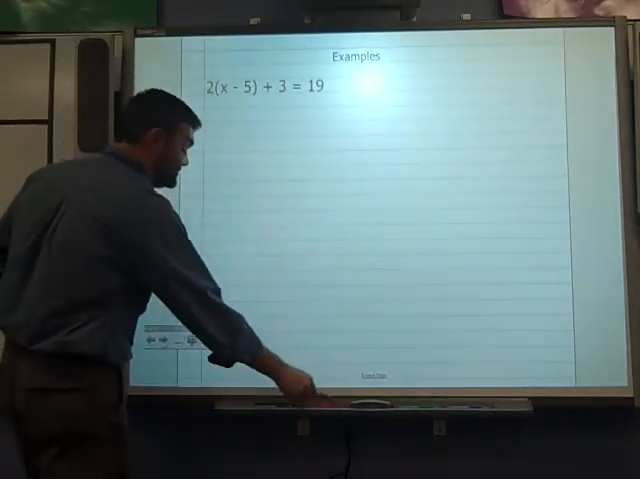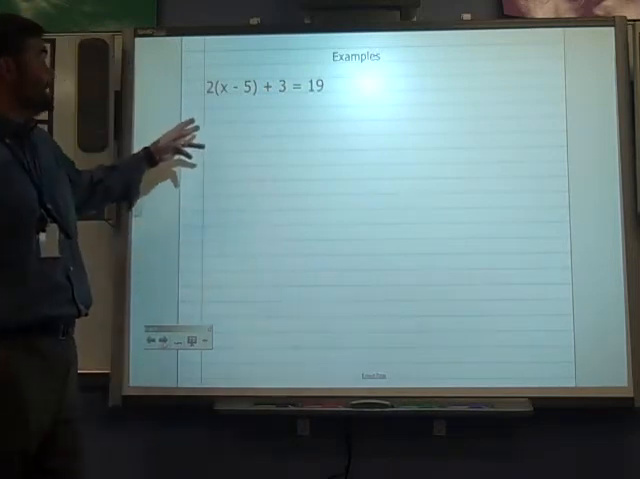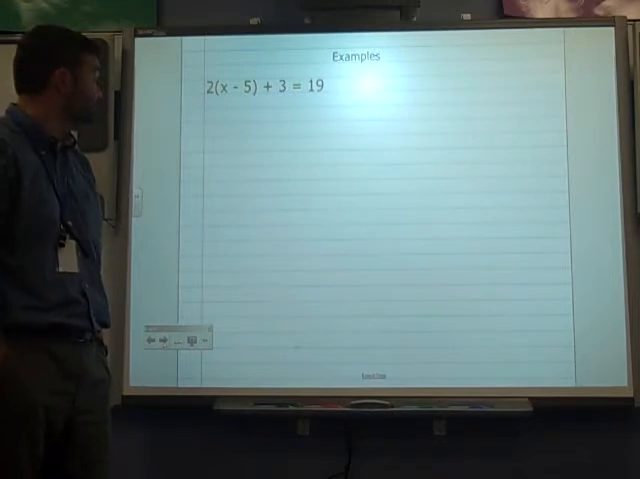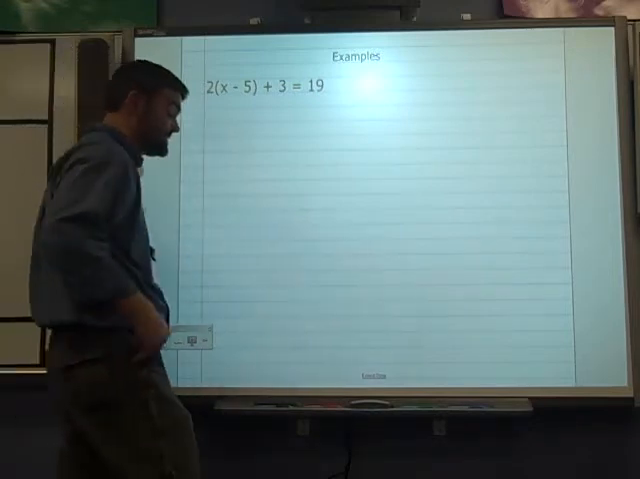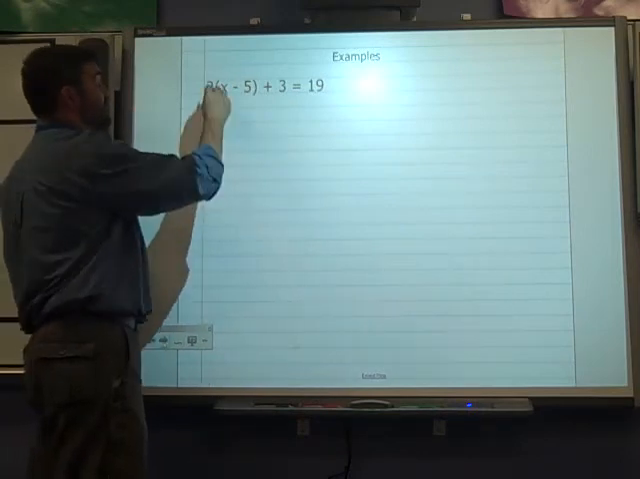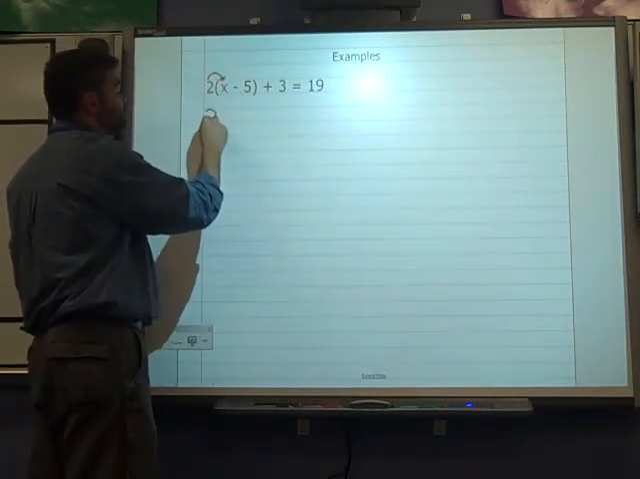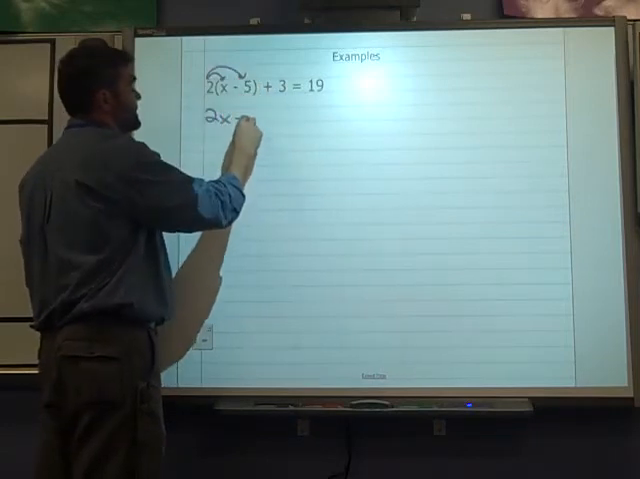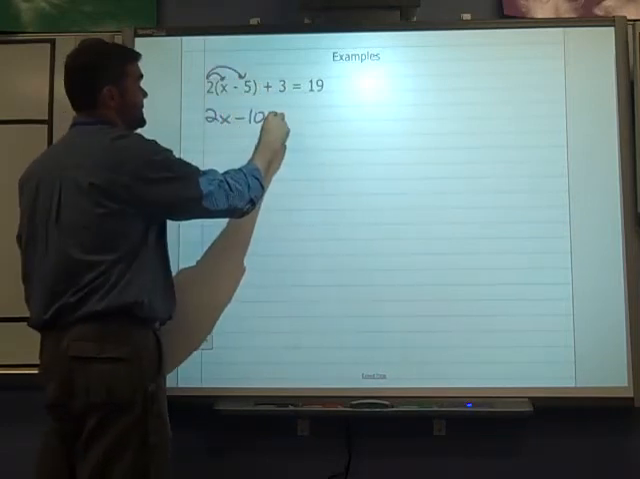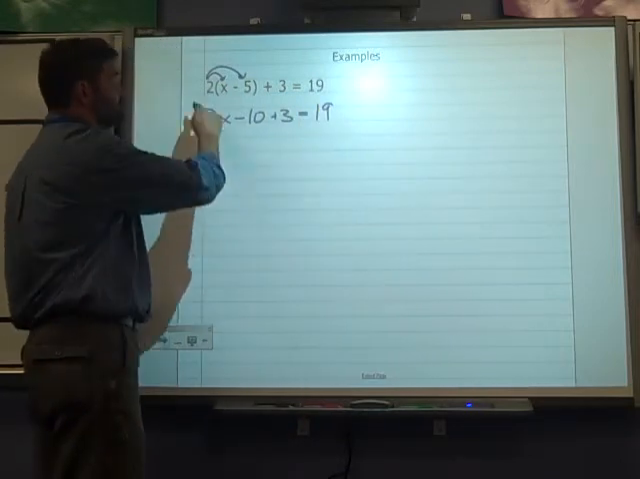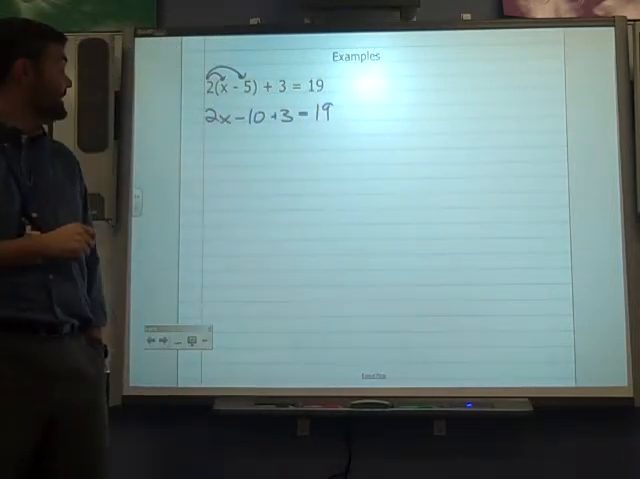And one more example. 2 times the quantity x minus 5 plus 3 equals 19. So we do have parentheses, so the first thing we have to do is get rid of those parentheses using our distributive property. So we're going to distribute out 2 times x minus 2 times 5, which is 10, plus 3 equals 19. Distributing out to the parentheses.